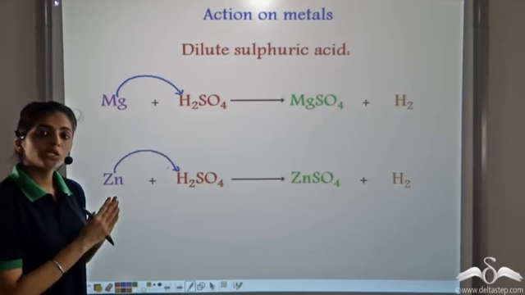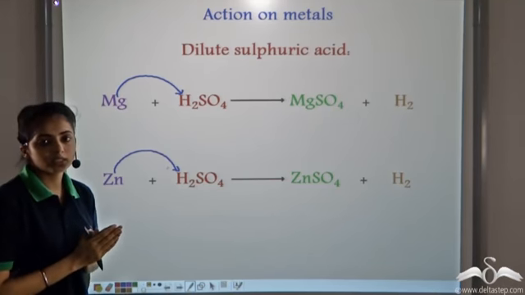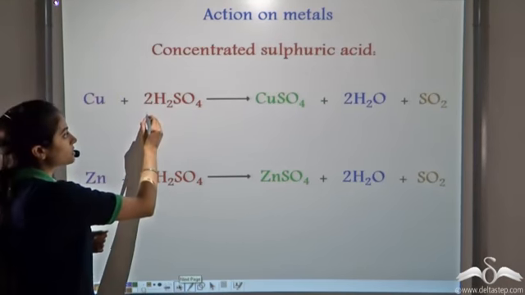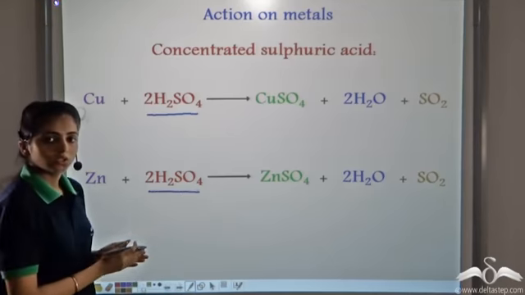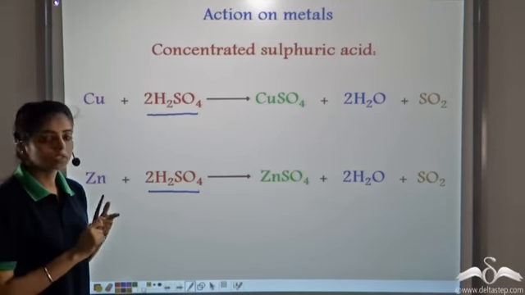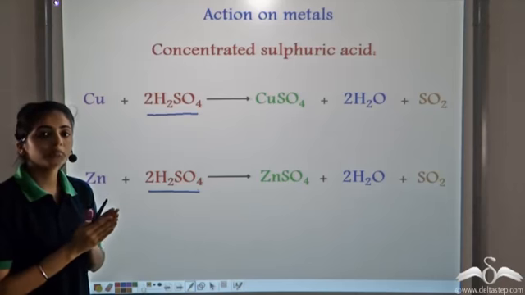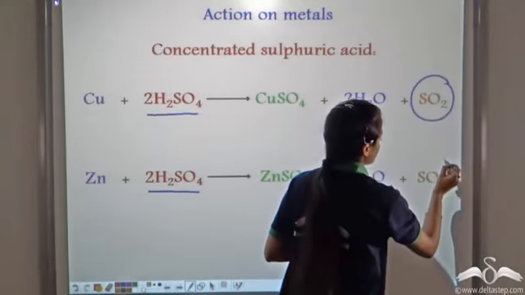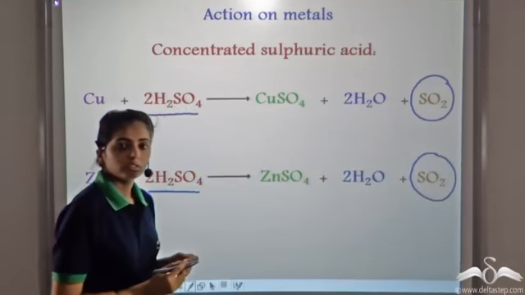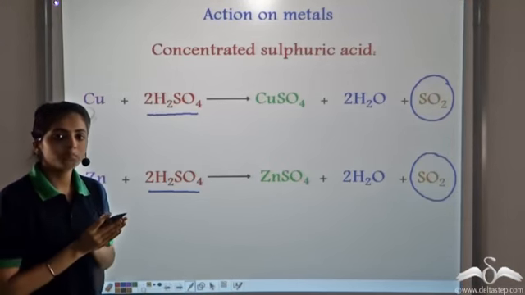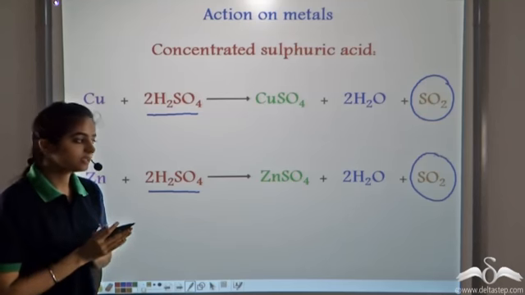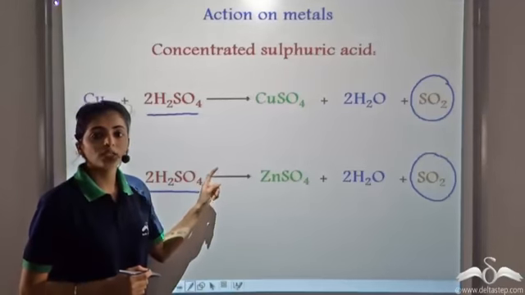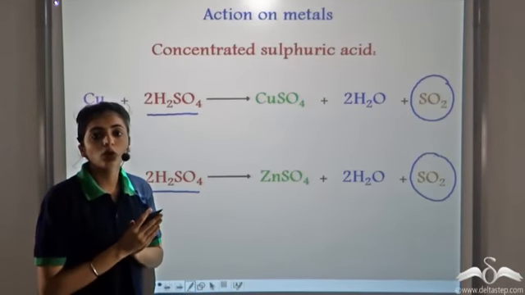But what happens when these metals react with concentrated sulfuric acid? In that case, they form the corresponding salts, water, but at the same time, they also release sulfur dioxide gas. The addition of oxygen to any species is known as oxidation. In this case, sulfur is getting oxidized, so concentrated sulfuric acid acts as an oxidizing agent.